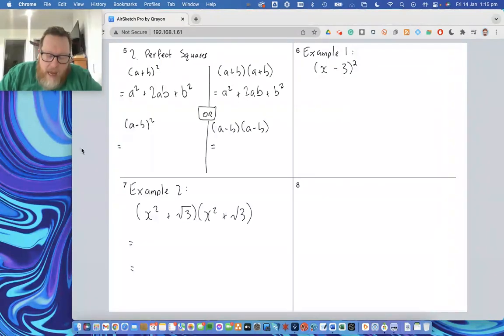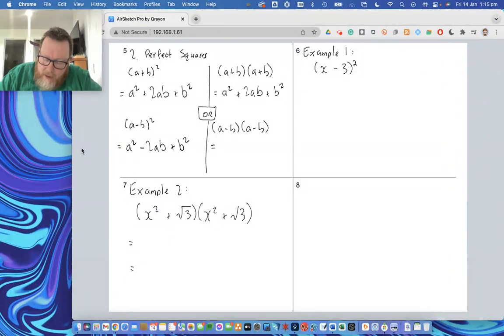If it's a minus b all squared, it's almost exactly the same. We square the first, we follow the sign through. So because it's a minus b, we go minus 2 times a times b, and then we add, note add, when we square something, it becomes positive. We square the second term. So it's a squared minus 2ab plus b squared.